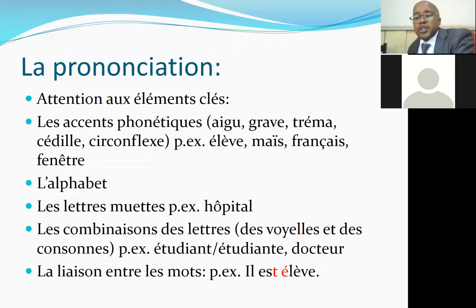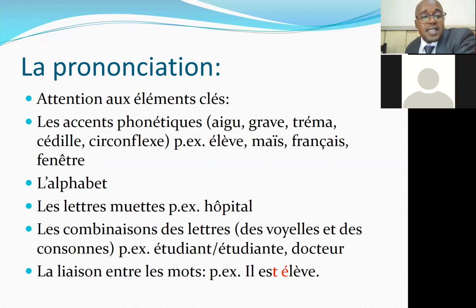Now, for you to be able to read well, I know you've been reading from Form 1, 2, 3, and now you're in Form 4. But this time, we are reading for a public that will award us a mark that determines how our lives are thereafter. So what are the specific areas that we need to prepare on? La prononciation. Pronunciation. Pronunciation of what? Pronunciation of words. La prononciation des mots.